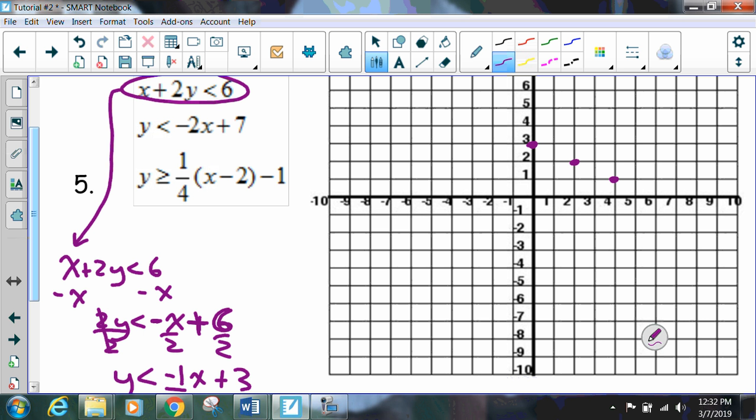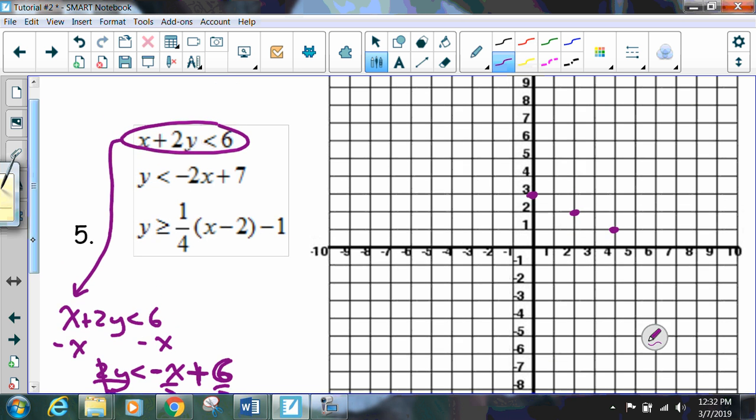Can we do solid or dotted? We've got to do dotted, right? Because the line is less than, y is less than. So let's go ahead and do a dashed line. And since y is less than, our shading, we look at the y-intercept, less than 3 means down, so our shading is going to be down.